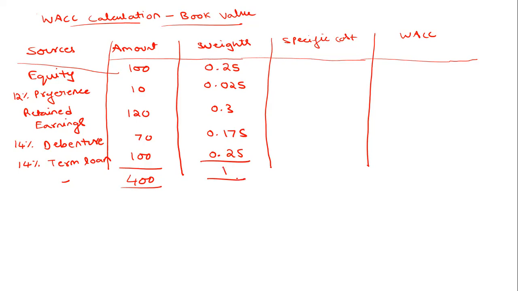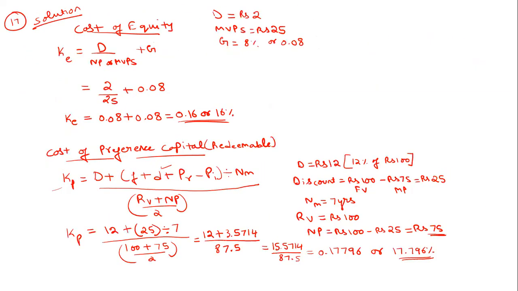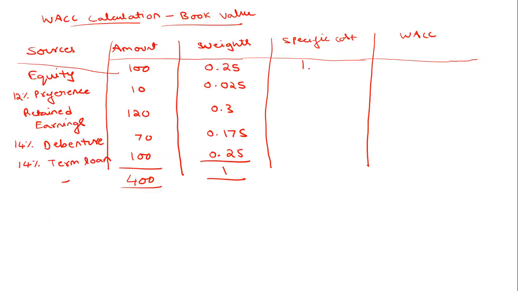Have you got it? Yes, sir. Very good. And the specific cost of equity that we found, how much is it? 16%. You can see it on the board, that is what we have done. So I'll be writing the same 16, and preference 17.79. Okay, and for retained earnings definitely it will be 16%, always. Retained earnings is always cost of equity.